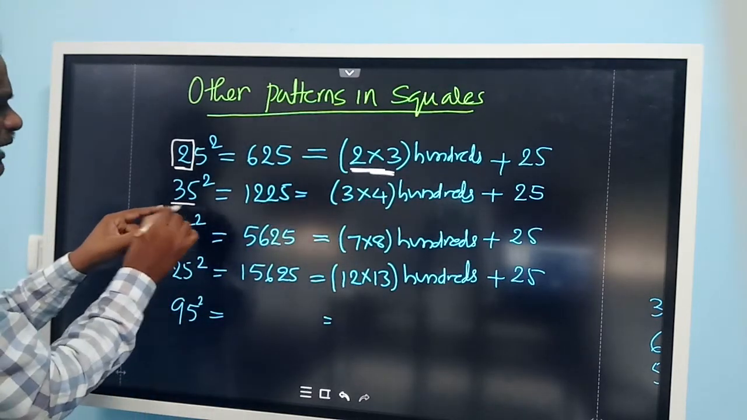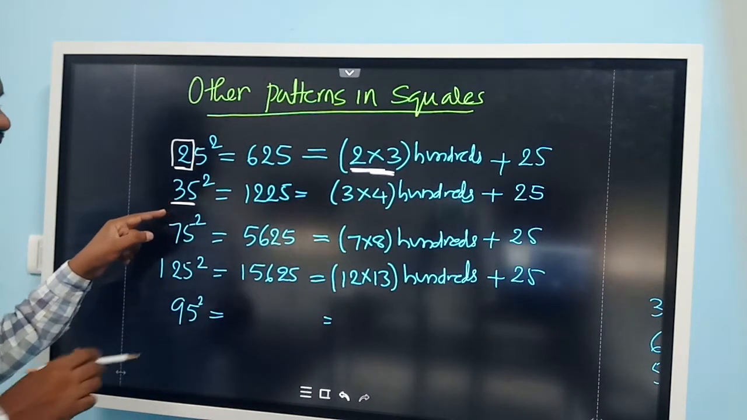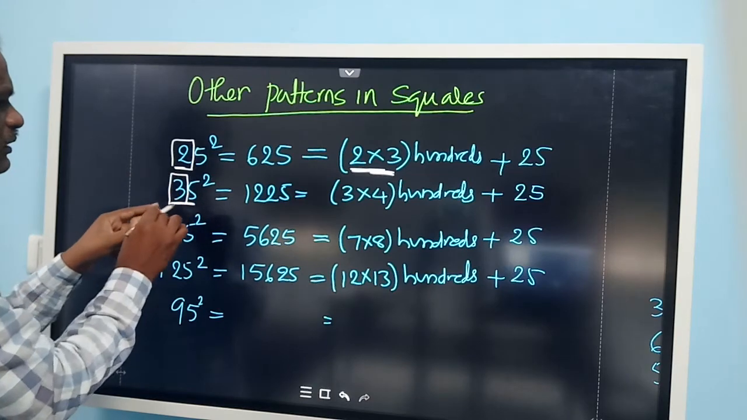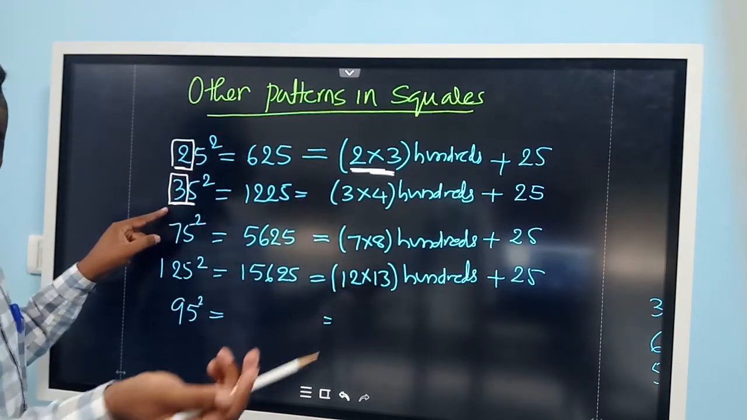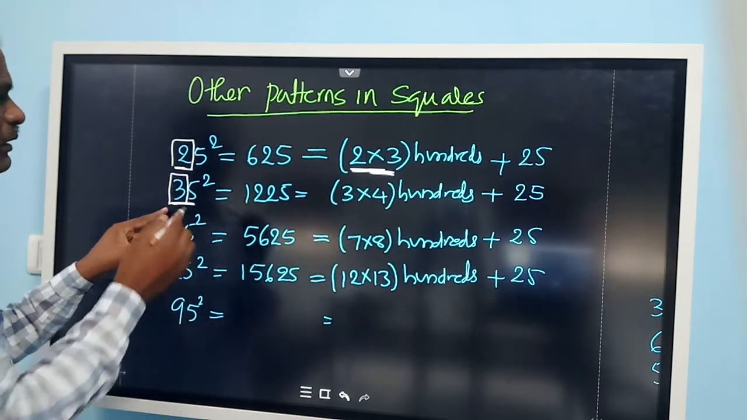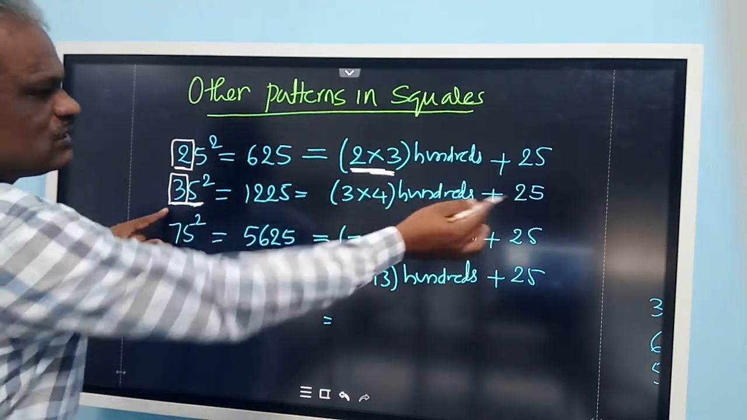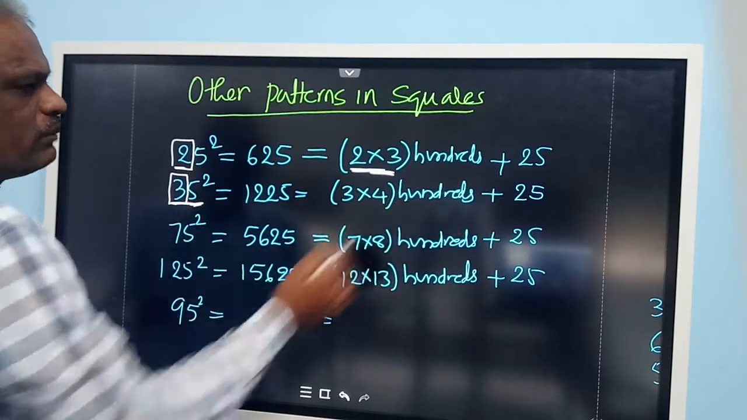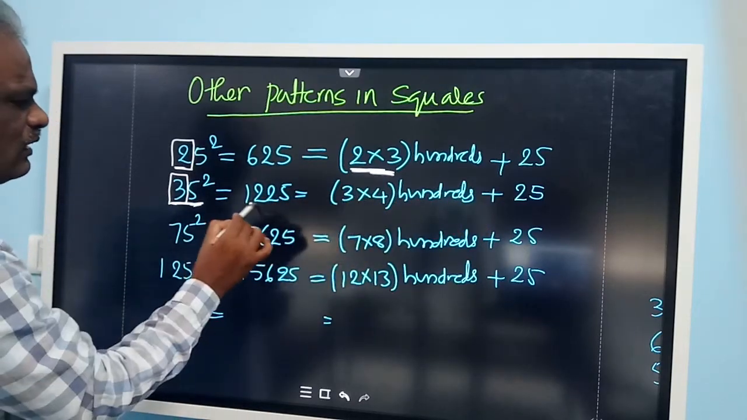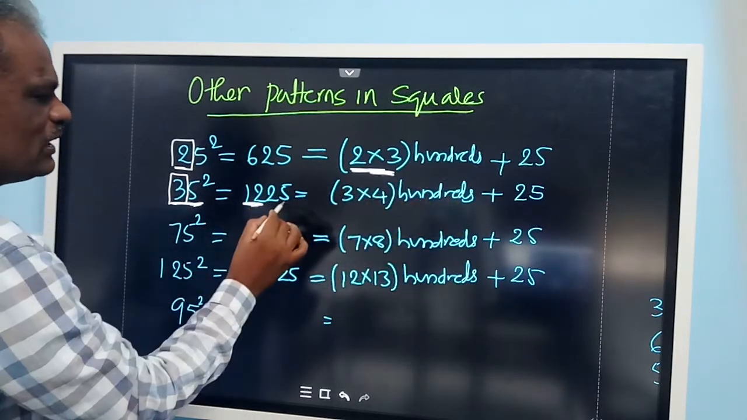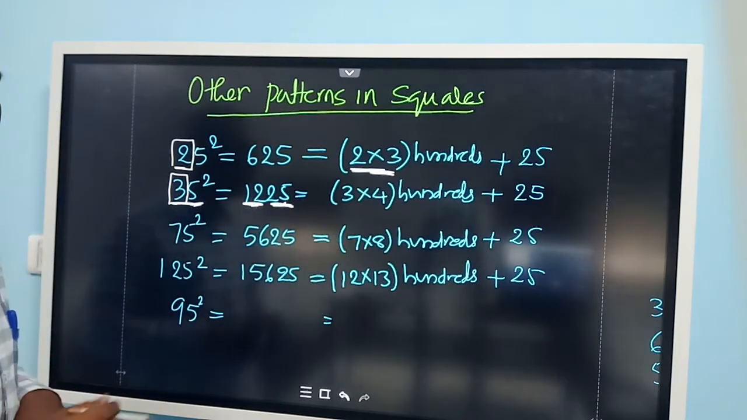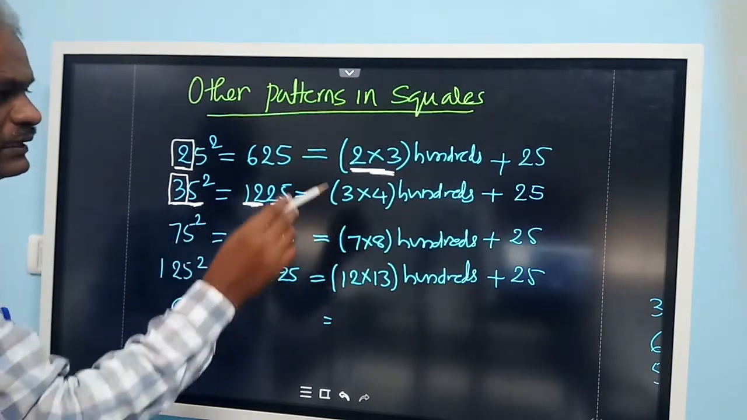625. Look at the second number, 35. What is the tens place digit here? 3. Now 3 into the next number 4. The last digit is 5, and 5 square is 25. So 3 into 4 plus 25. 3 4s are 12, then 5 square 25. So 1225.